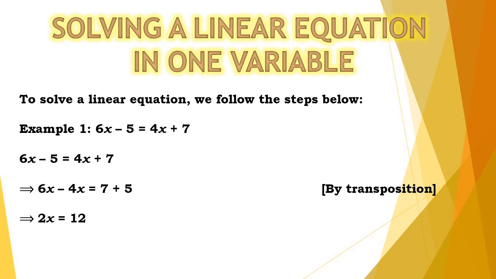Now here see the sign between 2 and x is multiplication. So when 2 goes to the right hand side, its sign will change into division. So it will become x is equal to 12 divided by 2 is equal to 6 by transposition. Now you observe that the plus sign is changed into minus sign, the minus sign is changed into plus sign, the multiplication sign is changed into division sign, and the division sign is changed into multiplication sign. So our answer is 6 in this case.